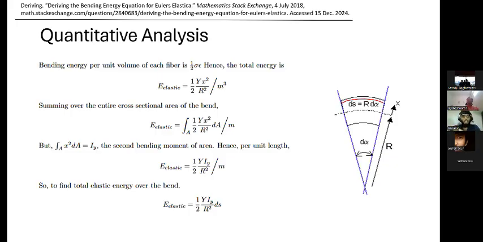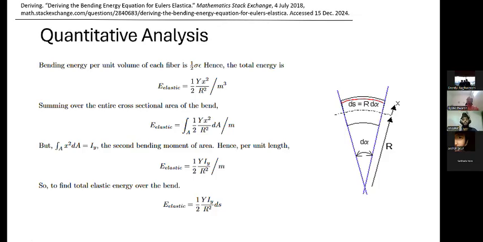Now, if we sum this over the entire cross-sectional area of the bend, we will obviously integrate over the area A with respect to dA. And what we notice here is because originally we were taking per unit volume, and now we're multiplying that by an area, that's meter squared by meter cubed. So that cancels out, and we're just left with one dimension of length. And if we look at the integral here, the integral of x squared dA, the elastic energy in the rod will just be half YI by r squared.